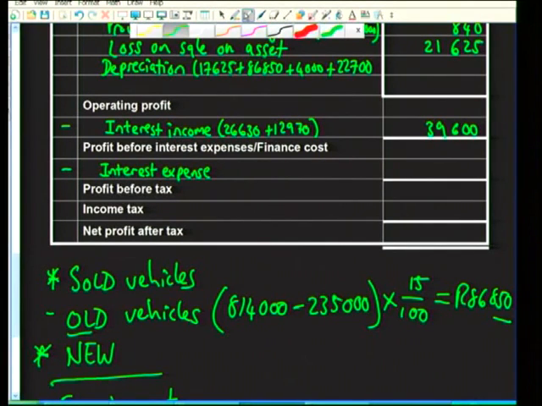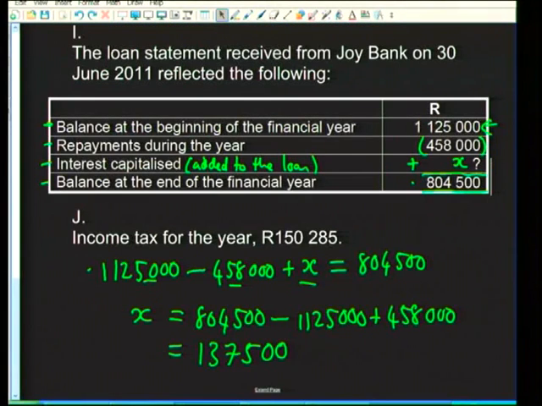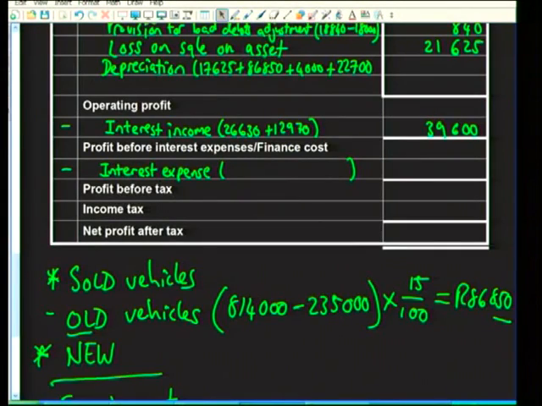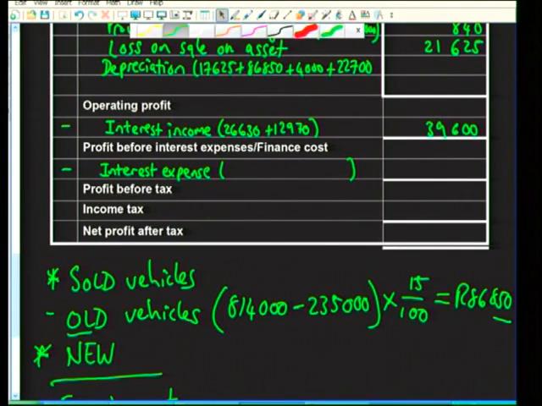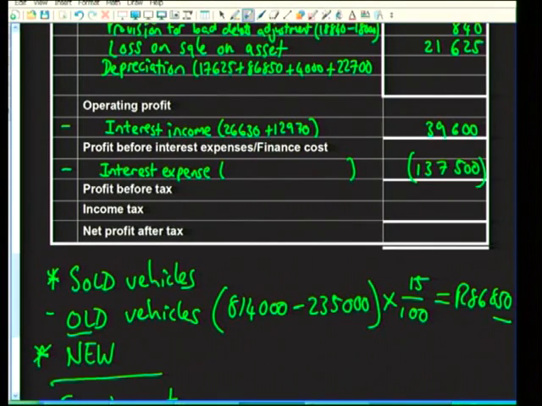What you should do is show the calculation that we've done in brackets over here. So you should rewrite this 804,500, the calculation that we did, should appear in brackets here. I'm not going to do it now just to save some time. And what we'll then do is we get the final answer of 137,500 as interest expense. And please remember that interest expense needs to be subtracted. 137,500, that needs to be subtracted because interest is an expense.